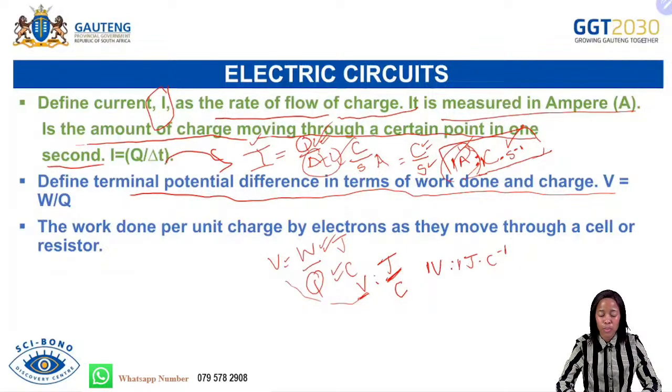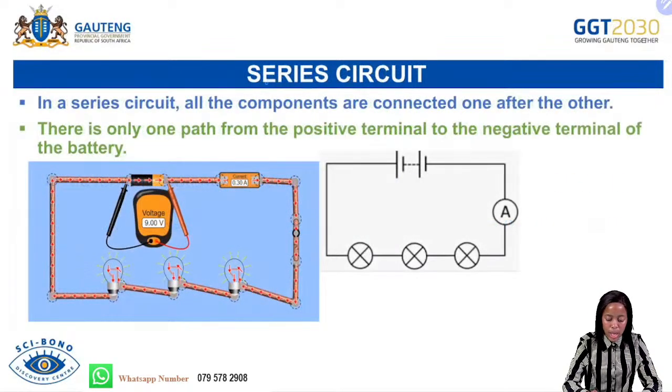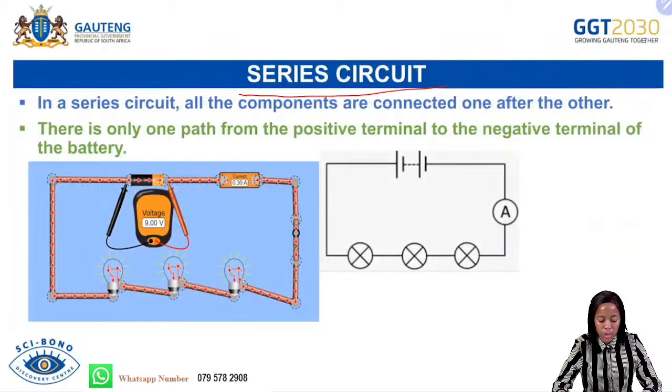1 joule per coulomb, which is coming from where? Which is coming from the formula of the potential difference. Then it says the work done per unit charge by the electrons as they move through the cell or through the resistor there, okay? And for the next one then, we now have what we call a series circuit.